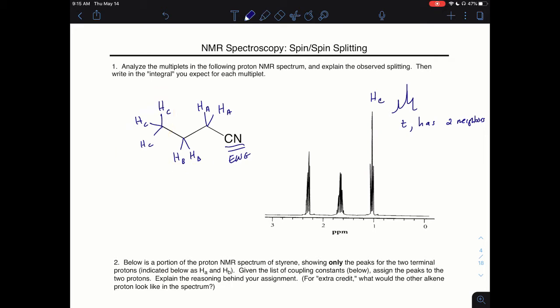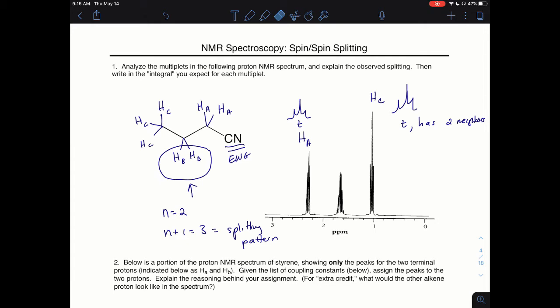Good. Let's take a look then at, let's skip to HA. HA is going to be the furthest downfield because it is the closest to that electron withdrawing group. And HA will also be split into a triplet because HA has these 2 neighbors. So N equals 2, and then N plus 1 equals 3, which equals the splitting pattern for the signal, just like we discussed with our guided inquiry questions. So HA will look like this. It will be a triplet. It has 2 neighbors.